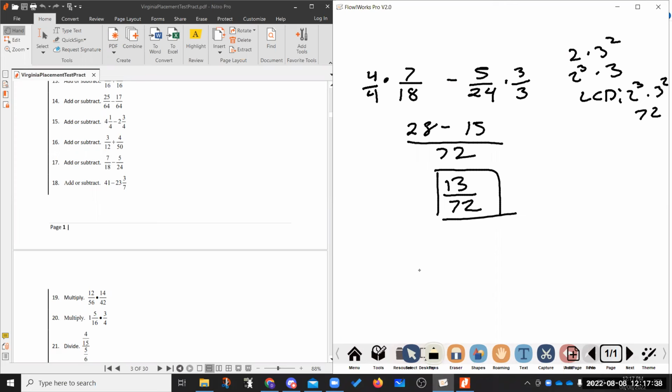Number 18 asks us to subtract 41 with no fractional part and 23 and 3/7. So we're going to borrow 1 and turn that into 7/7 so that we can subtract. 7 minus 3 is going to be 4. Now we're going to have to borrow again because we can't subtract 3 from 0. So 10 minus 3 is 7. 3 minus 2 is 1. And we end up with 17 and 4/7.